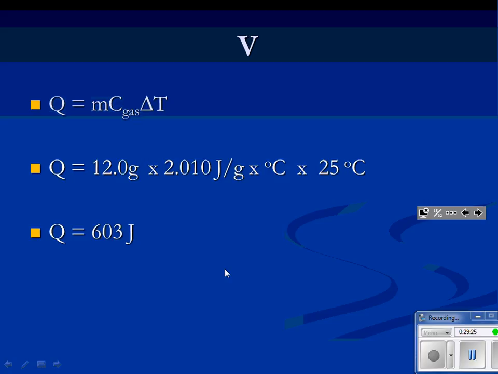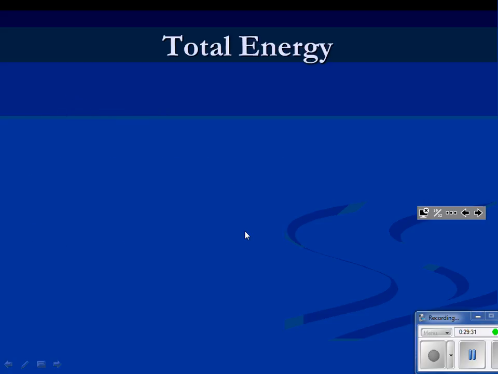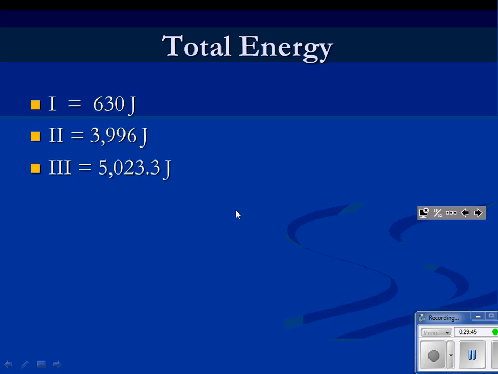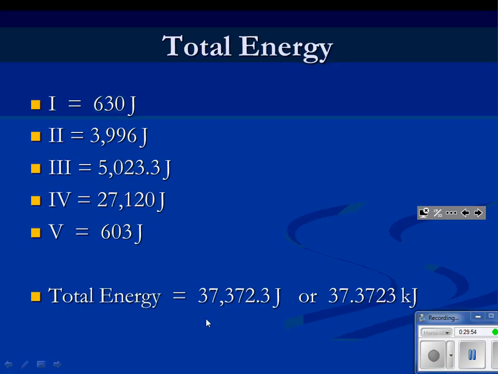Now, I'm not done yet because I want the total change in energy. So for this particular one, I am going to take all 5 of the energies that I just calculated and add them together. So as I take all 5 of these and add up these 5 values, I get 37,372.3 joules. Now, WebAssign will ask you to convert that into kilojoules.